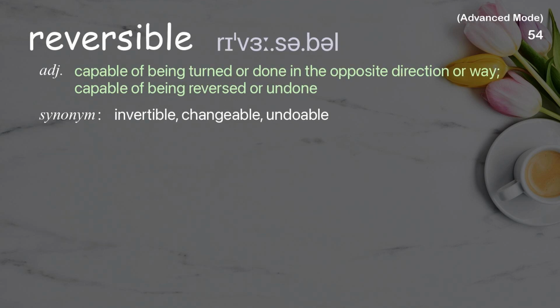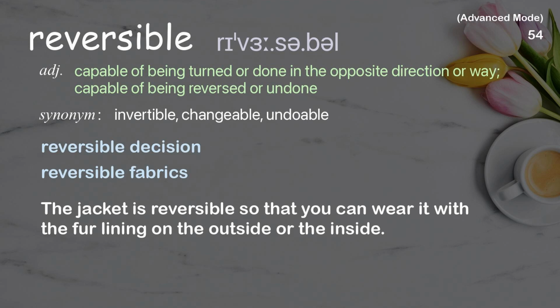Reversible. Capable of being turned or done in the opposite direction or way, capable of being reversed or undone. Examples: Reversible decision, reversible fabrics. The jacket is reversible so that you can wear it with the fur lining on the outside or the inside.